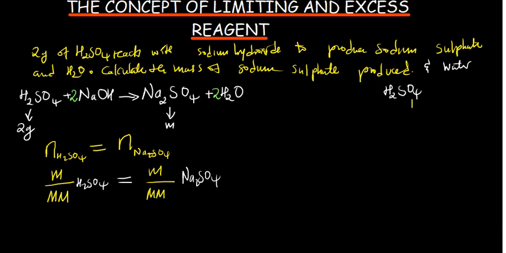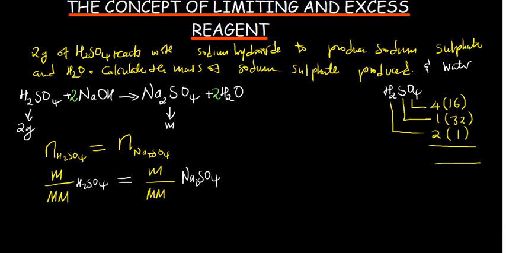You see we have 4 oxygens, so I'm going to say 4 times the molar mass for oxygen, which on the periodic table is 16. Then you come to sulfur, you only have 1 sulfur here, so 1 times the molar mass for sulfur, which is 32. Then hydrogen, you have 2 hydrogens, and the molar mass for hydrogen is 1. Okay, so that is what you are going to do to get the molar mass.